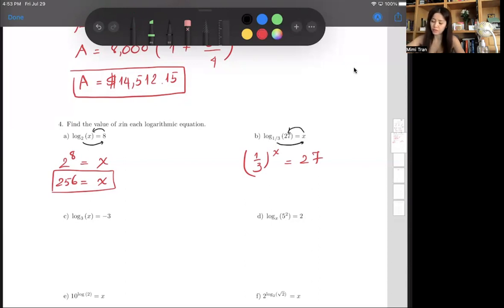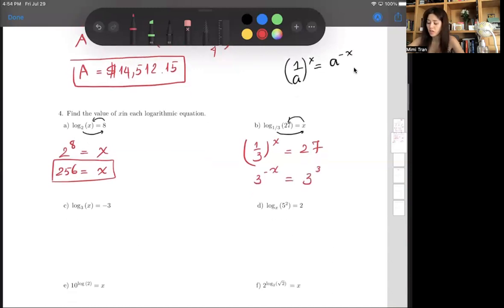So let me remind you of a rule. If I have (1/a) to the x, it is equal to a to the negative x. Remember that? If you flip, you change the sign of the power, right? In this case, you start out with positive, then it becomes negative. So this one is going to be what? 3 to the negative x equals, on the right-hand side, 3 cubed. Right? 3 cubed is 27. Let me move up a little bit. I'm running out of space.